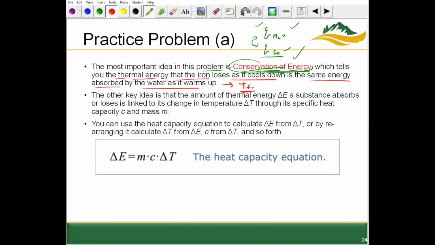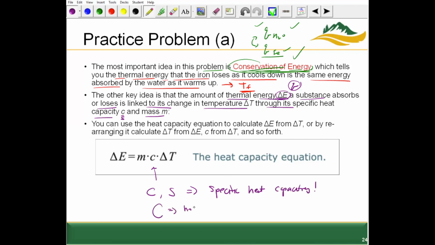So the other key idea here is that the amount of thermal energy, delta E, also think of that as Q, the amount of thermal energy, or the amount of heat, right? Heat is a form of energy. A substance absorbs or loses it, linked to its change in temperature through its specific heat capacity, C or S now, right? And mass M. So again, not to be confusing, but little c or little s, these are both the specific heat capacities. Then capital C is just the heat capacity.